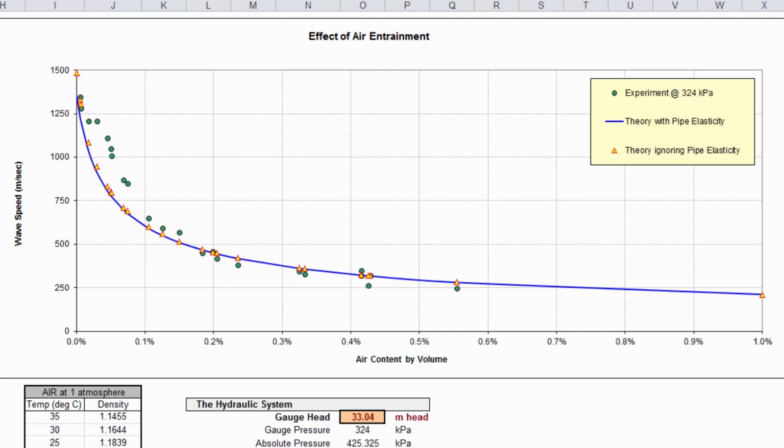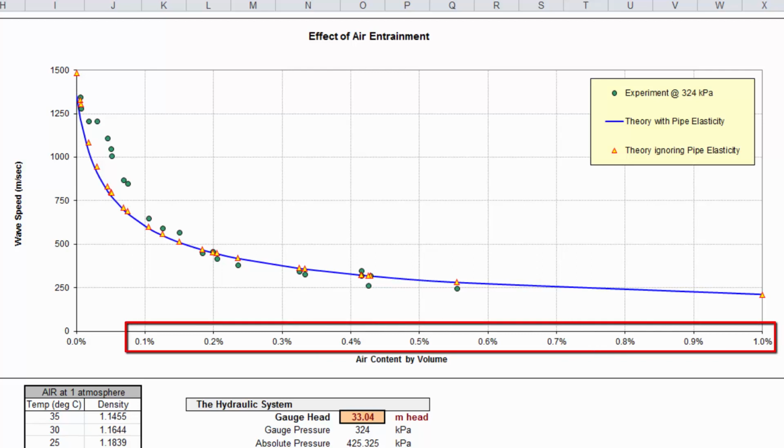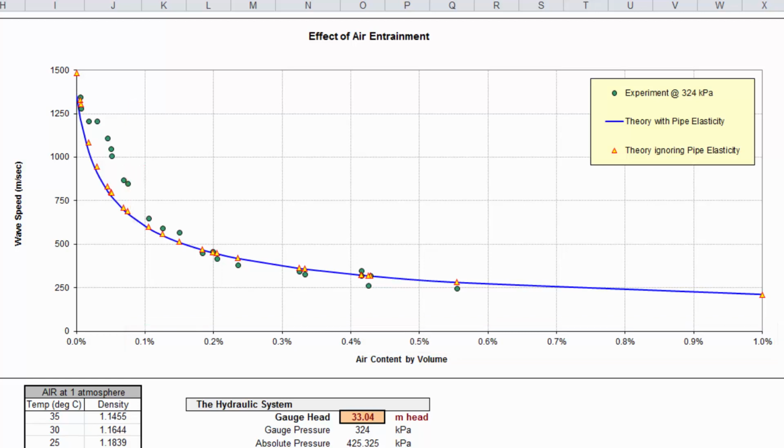What should we learn from this? The answer is that a very small air bubble content by volume in a fluid dramatically lowers the compressive wave speed. These dispersed shock absorbers dramatically lower the compressive wave speed.